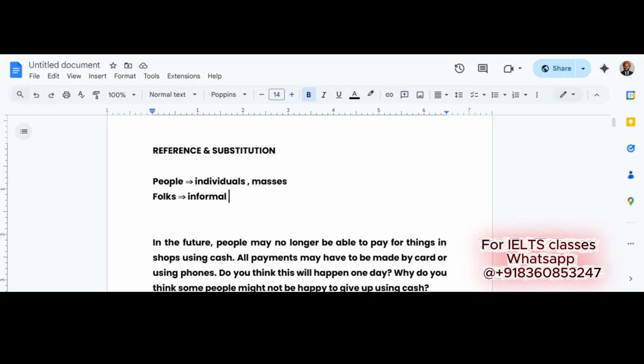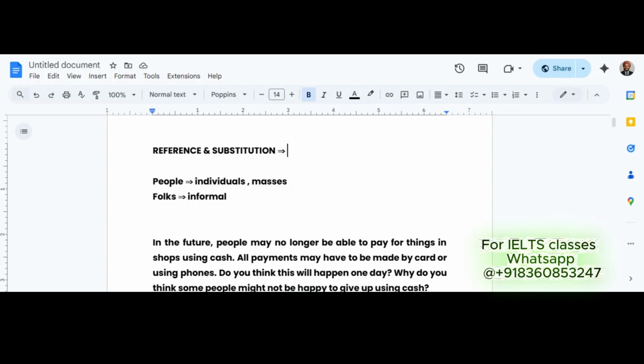So instead of repeating a word again and again, or using the wrong synonym for it, I prefer to take help from reference and substitution. Reference is basically that you are replacing the word with another word. You're referring to that particular word with the help of another word.